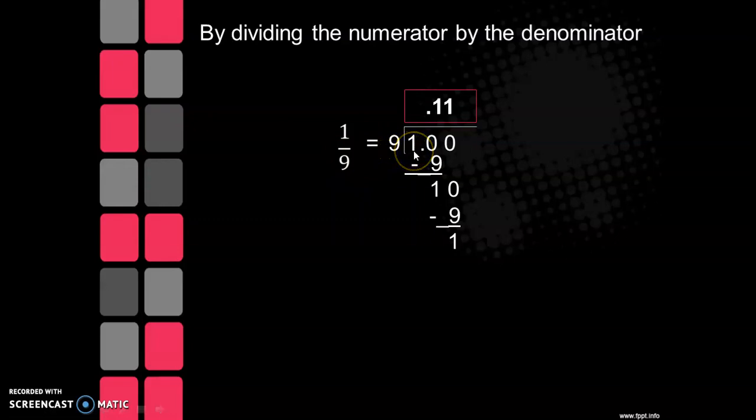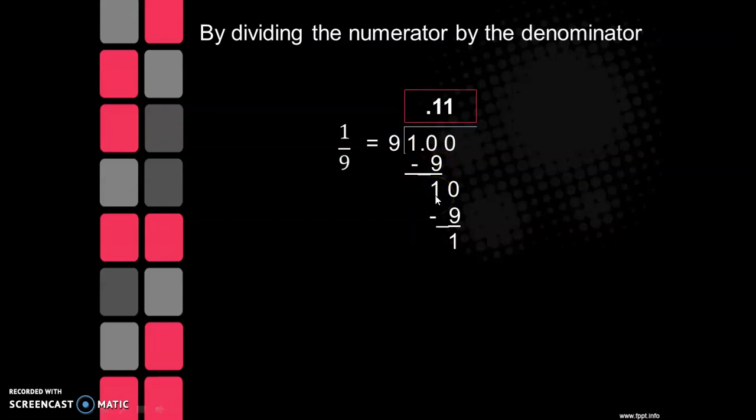Since 1 cannot be divided by 9, we add 0. So therefore, it becomes 10. Don't forget the decimal point again. So 10 divided by 9, we have 1. So 0.1. And then after dividing, we multiply 1 times 9, we get 9. Then subtract 10 minus 9, we have 1.